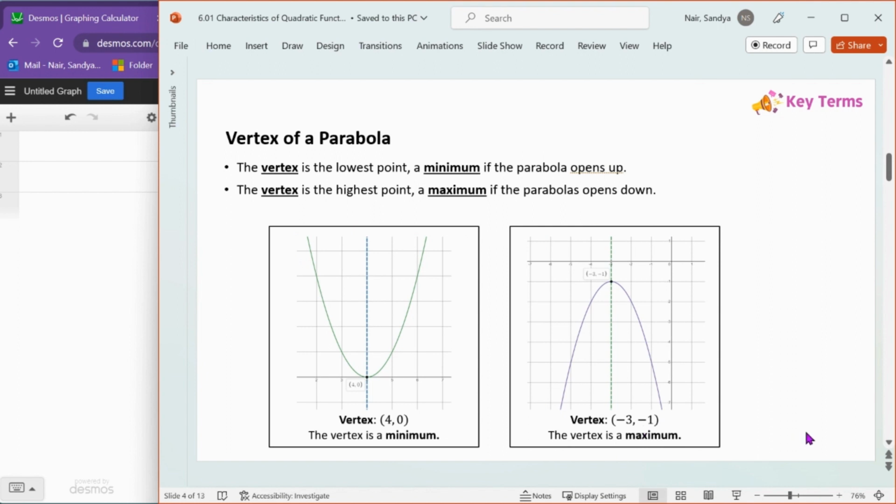So we also talk about the vertex of a parabola. Remember, depending on whether the parabola opens up or opens down, this vertex will either be a minimum or a maximum. So for a parabola that opens up, like this first parabola here, you can see that the vertex at (4, 0) is a minimum because it's the lowest point on the parabola. The vertex of this parabola in the second image here is going to be a maximum because this parabola opens down. So (-3, -1), the vertex is going to be the highest point on the parabola.